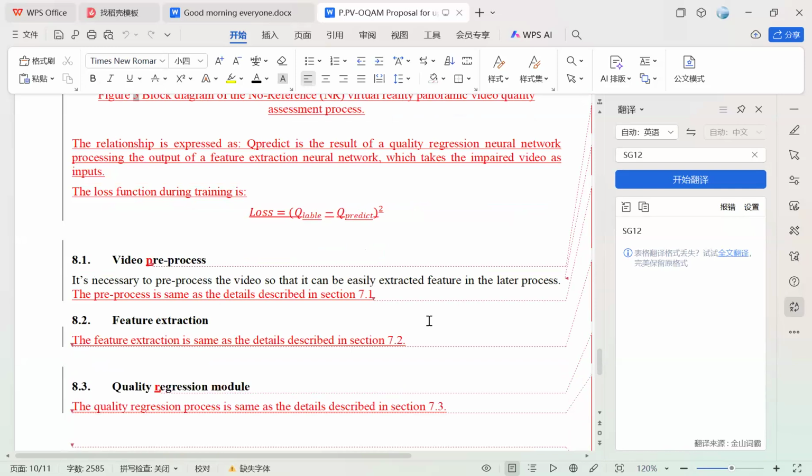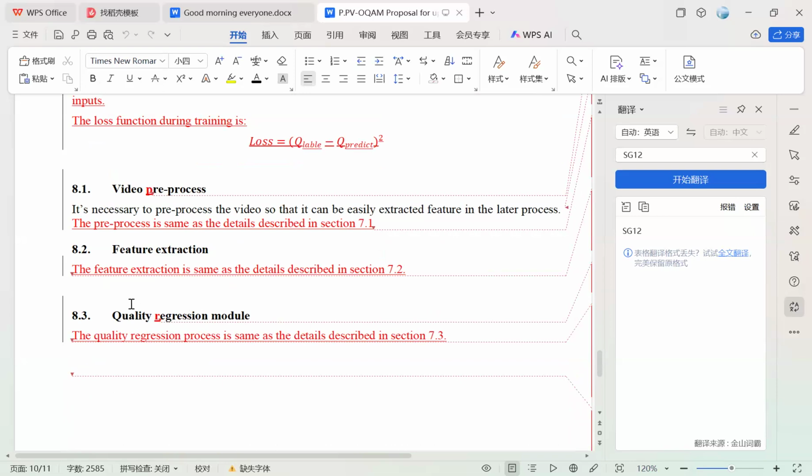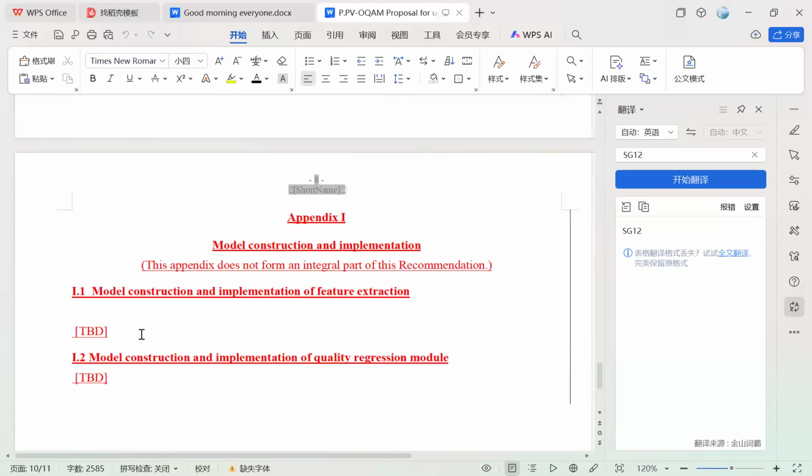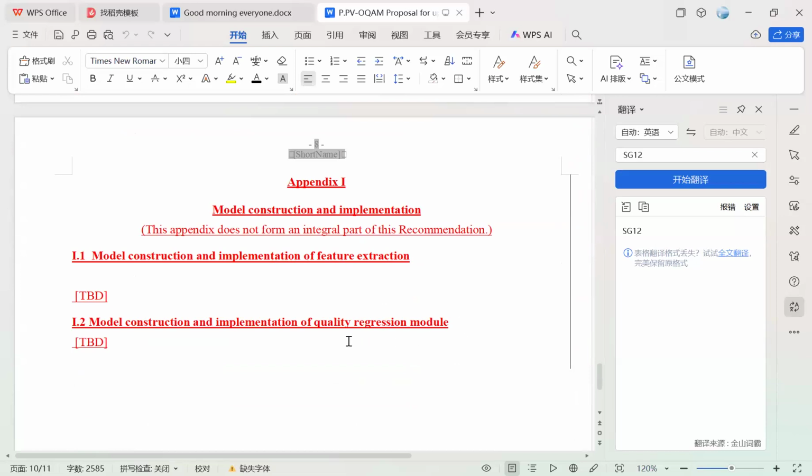8.1, video pre-processing, is the same as the detailed description in section 7.1, and 8.2, feature abstraction, is the same as the detailed description in section 7.2, and 8.3 is the same as well. And next we give an appendix titled: describing model construction and the implementation of the feature abstraction and the quality regression module, and we will also provide the detail in the next meeting.